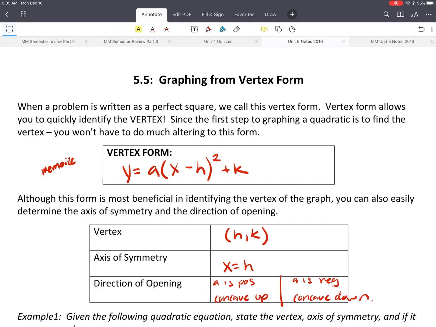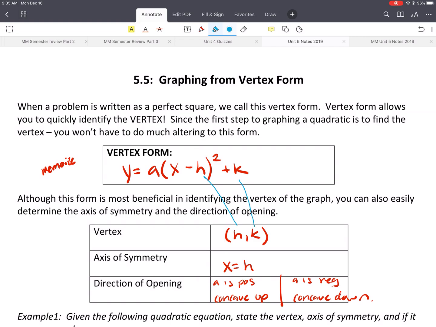So far we've talked about standard form, graphing from standard form, or intercept form. And today we'll be talking about vertex form. Given that it's called vertex form, what do you think you can find easily in vertex form? Okay, well, it's going to be the vertex. So here's the equation for vertex form, y equals a(x minus h) squared plus k, where h and k is the vertex.